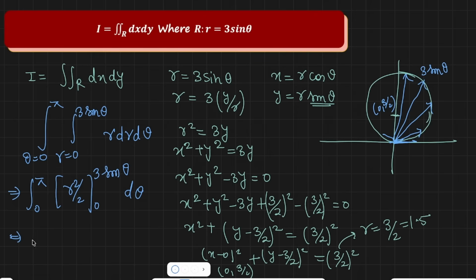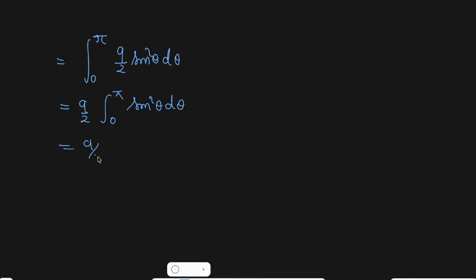Now how to solve this? This is 0 to pi. Put the limit. This will be 9 sine square theta upon 2, and when you put 0 you will get 0. So this is your integral from 0 to pi of 9 by 2 sine square theta d theta. Now take 9 by 2 outside, and the integral of 0 to pi of sine square theta d theta.